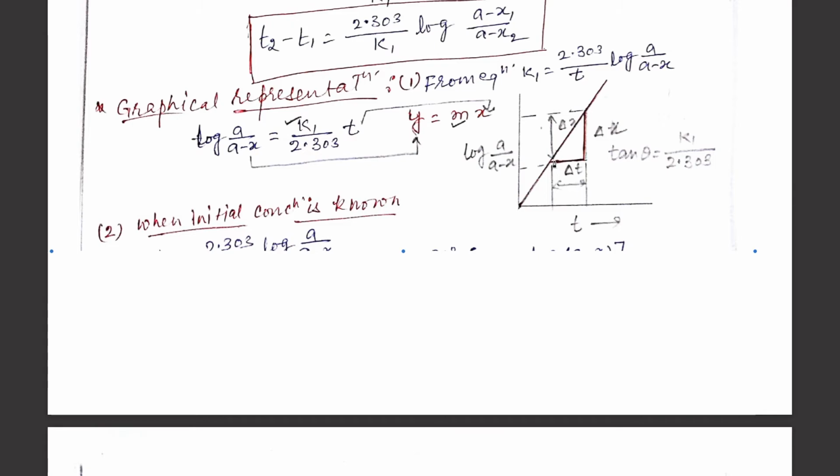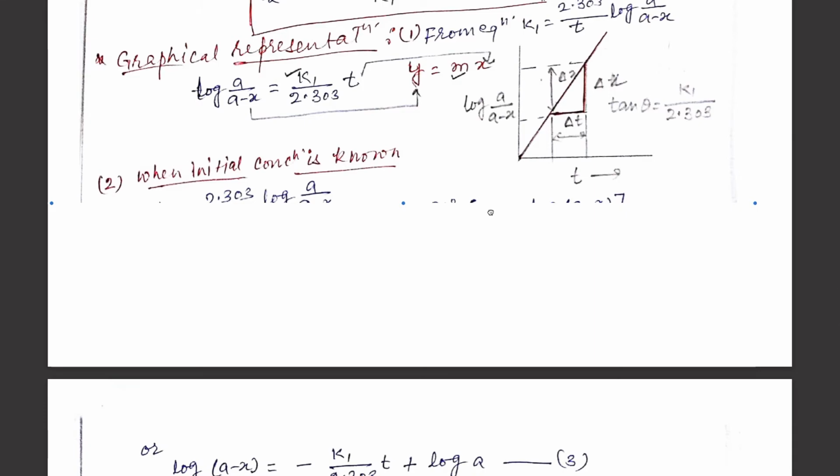The value of slope m, that is K1 upon 2.303, can be obtained by the formula of tan theta, that is delta y upon delta t. Delta y is what? It is the change in concentration during this time interval.